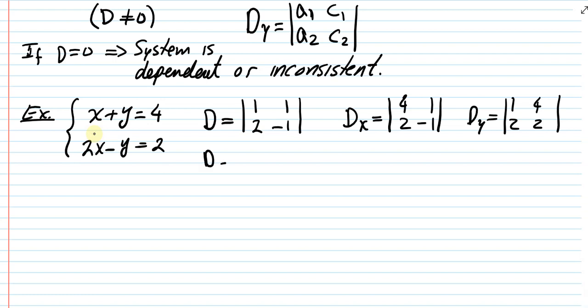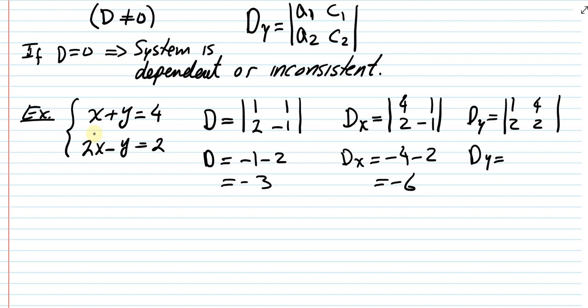Now we need to find the determinants, right? Multiply the diagonals minus the product of the off diagonals. Dx, multiply diagonal minus off diagonal. Dy, you multiply 1 by 2, the diagonal elements, minus 4 by 2, which is 8, and you get negative 6. So there you go. We got those key numbers.